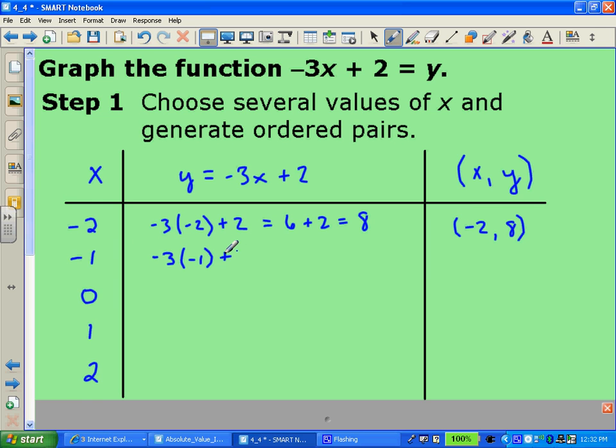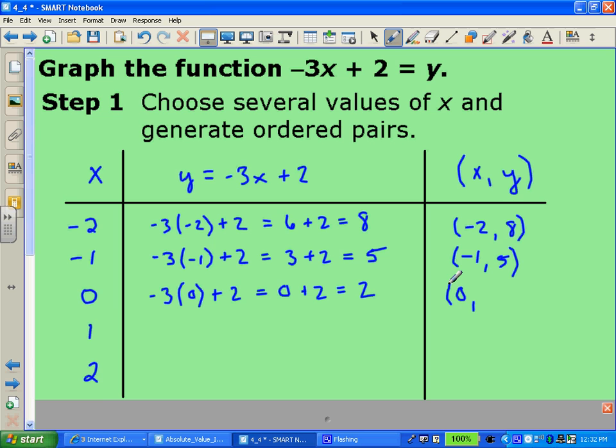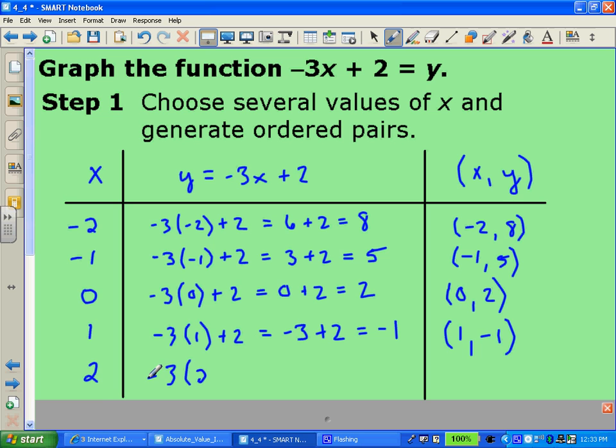Plug in negative 1. Negative 3 times negative 1 plus 2, that's positive 3 plus 2, which is 5. So then I have negative 1, 5. Then I have negative 3 times 0 plus 2. Negative 3 times 0 is 0, plus 2 is 2. So then I have 0 and 2. Negative 3 times 1 plus 2, that's going to be negative 3 plus 2, which is negative 1. So I got 1, negative 1 is my ordered pair.